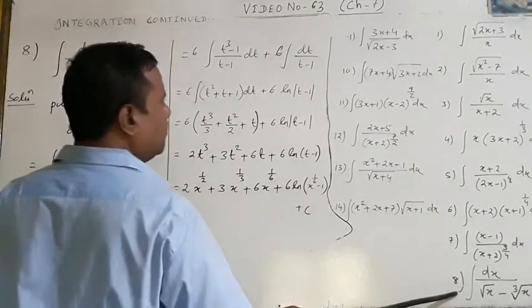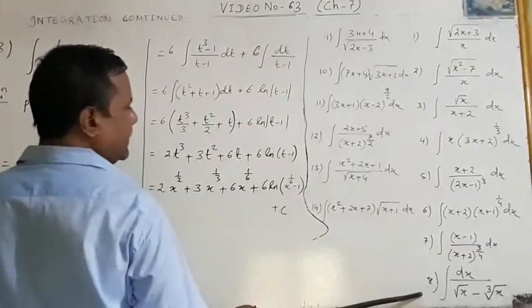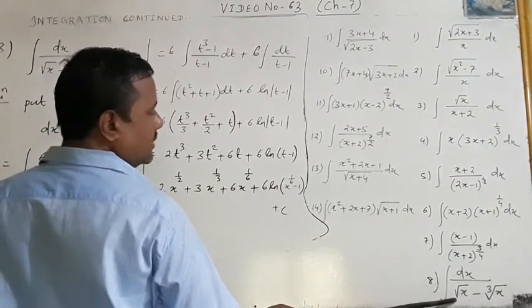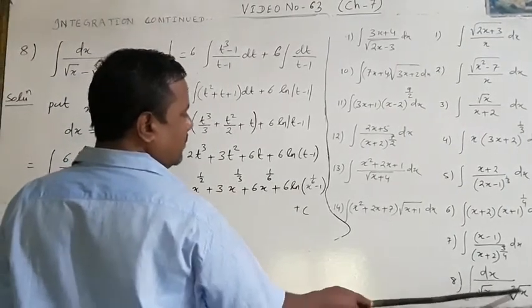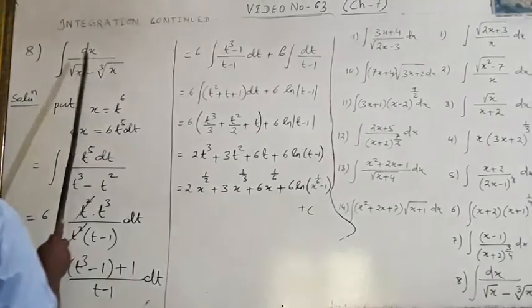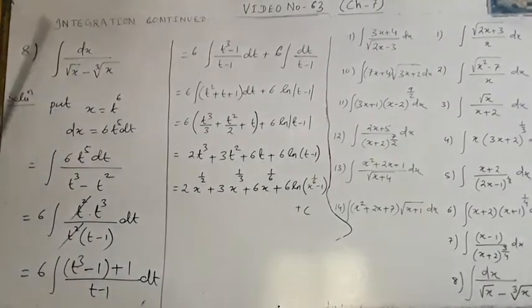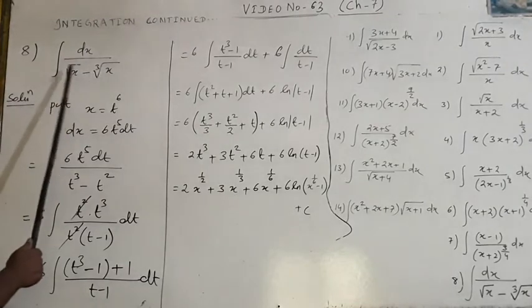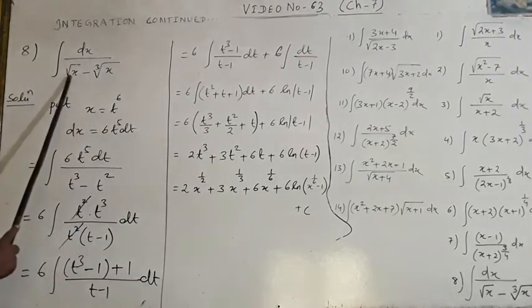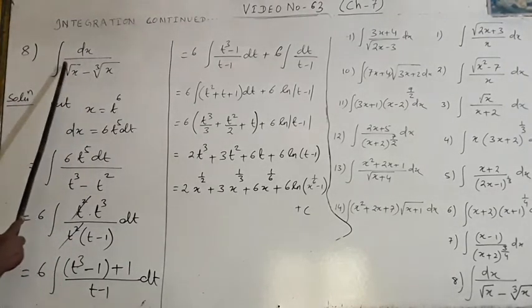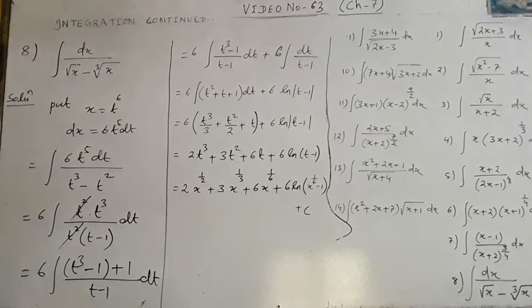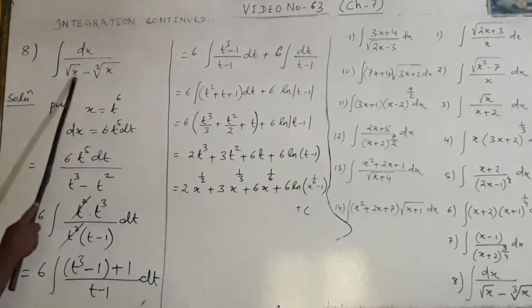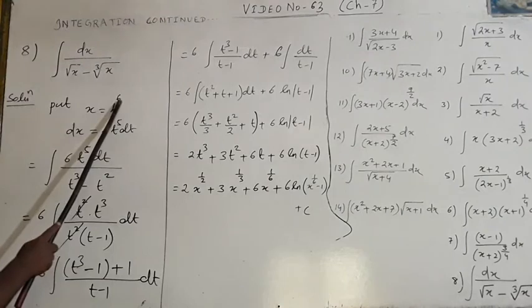This is the most important problem among these 8. It is x to the power root x, meaning x to the power 1/2, x to the power 1/3. You have to put such a thing so that both the roots will cancel. To the power 1/2, to the power 1/3. So what is the LCM of 2 and 3? 6. So put x = t^6.